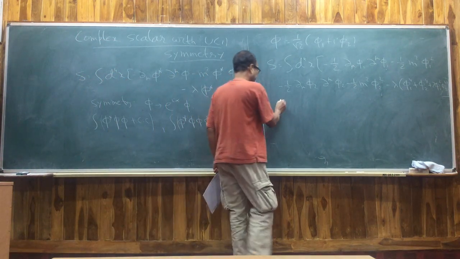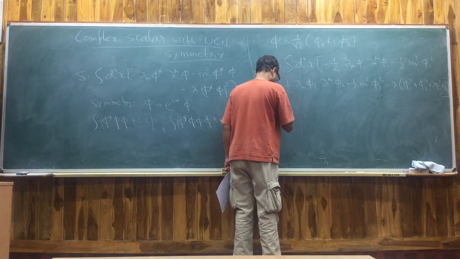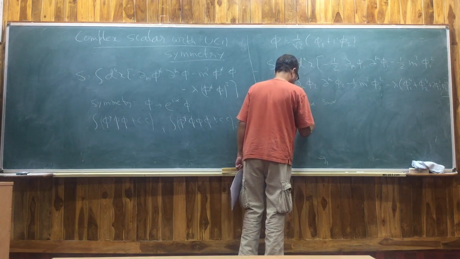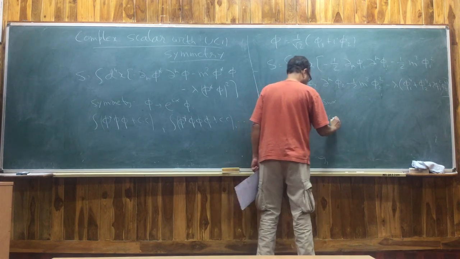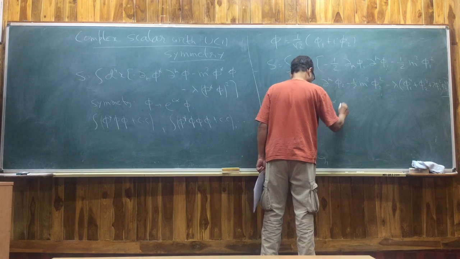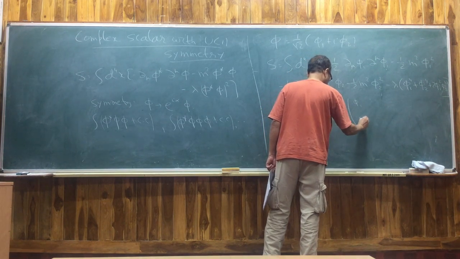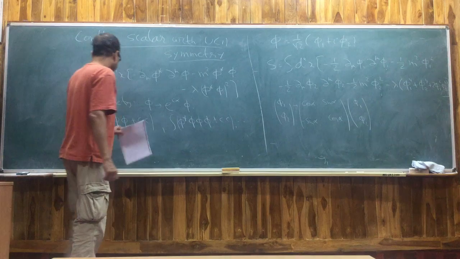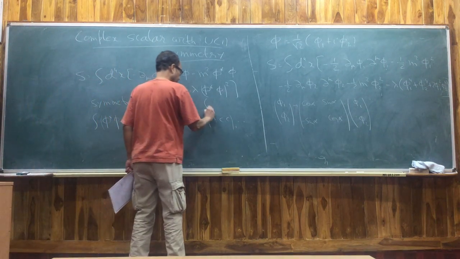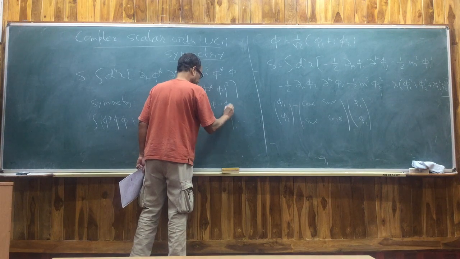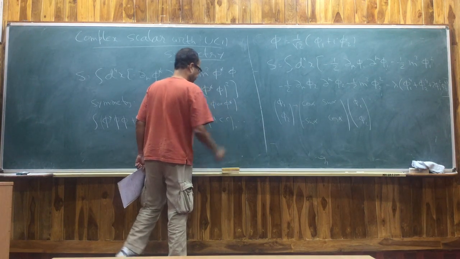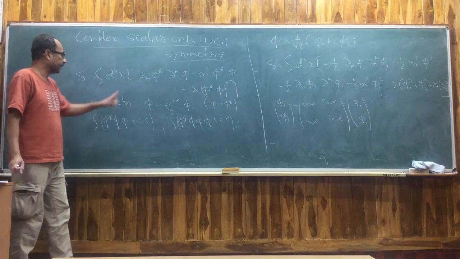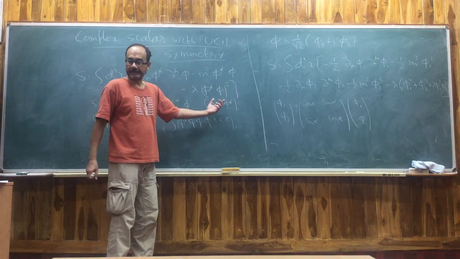So the symmetry is phi 1, phi 2 goes to cos alpha, sin alpha, minus sin alpha, cos alpha. This action in fact had another symmetry which I didn't write down: phi goes to phi star. So, okay, independent of this, if you exchange phi and phi star, you can check that the action remains unchanged.